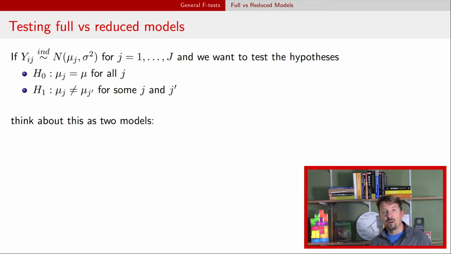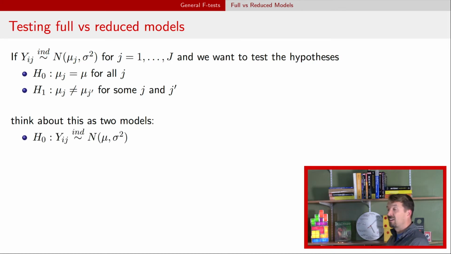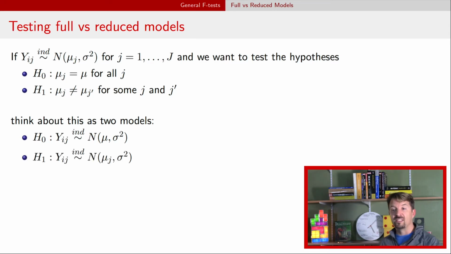All right, so really I want to think about this, as I did in the previous video, as two different models. The first model just says that data are IID with a common mean mu and otherwise the same assumptions. And the alternative says that no, in fact, each group has its own mean. Okay, and so we can think about that alternative hypothesis model as being a full model. It's fuller in that sense that it has more flexibility, each group having its own mean. In contrast, the null model is the reduced model because it only has a single mean for all of the groups.